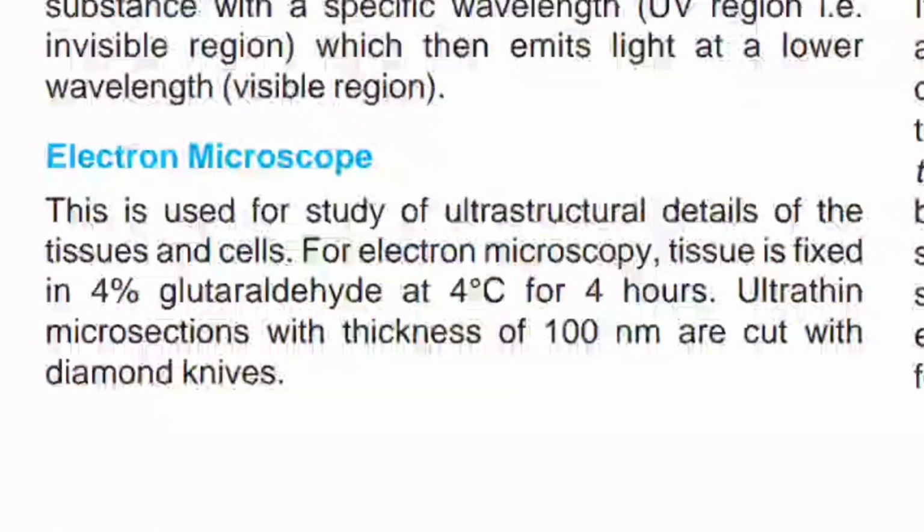Electron microscope. This is used for studying of ultra structure detail of the tissues and cells. For electron microscopy, tissue is fixed in 4% glutaraldehyde at 4 degrees Celsius for 4 hours. Ultra thin sections with a thickness of 100 nanometer are cut with diamond knives.